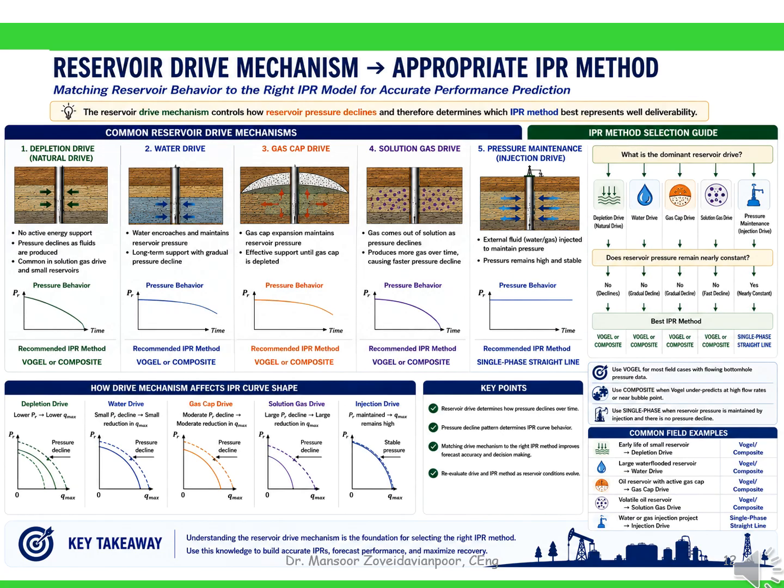This is why experienced engineers study the reservoir before selecting the equation. The drive mechanism tells you how reservoir pressure will evolve, how production will decline, and which IPR model is most appropriate. Remember this principle. Equations do not choose themselves. The reservoir chooses the equation. When you understand how the reservoir generates and maintains its energy, selecting the correct IPR method becomes an engineering decision based on physics, not guesswork.